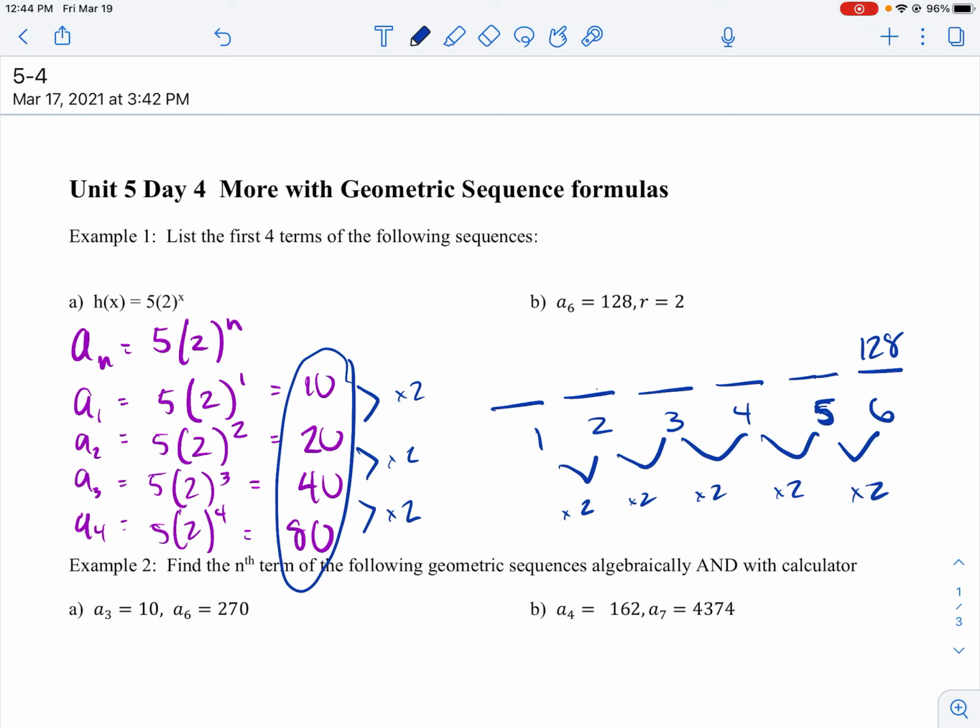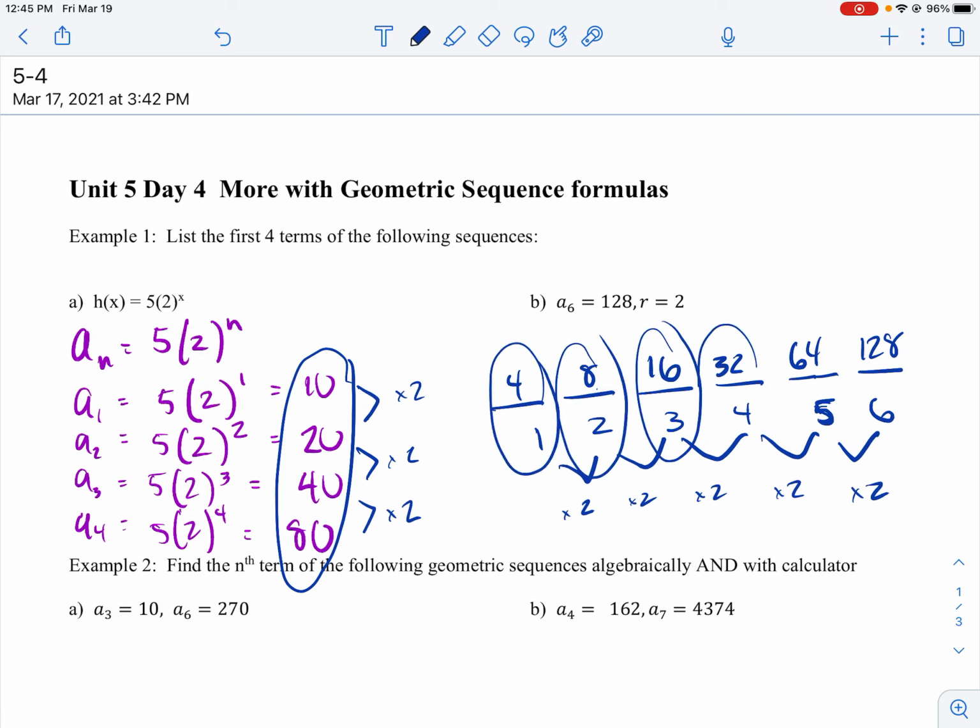So 128 divided by 2, 64. Divided by 2, 32. Divided by 2, 16. Oops, I mean divided by 2, not multiplied. But I'm pretty sure we're confident with all those, right? Divided by 2 takes us down to 4. So here is our first four terms.